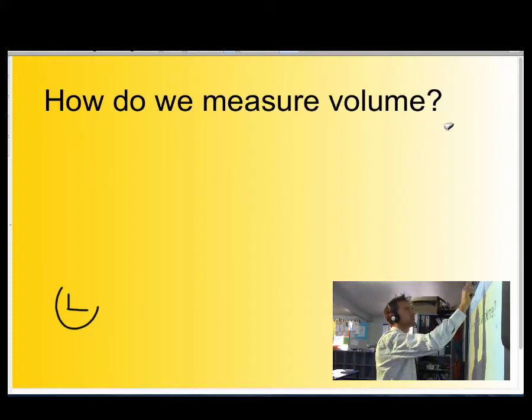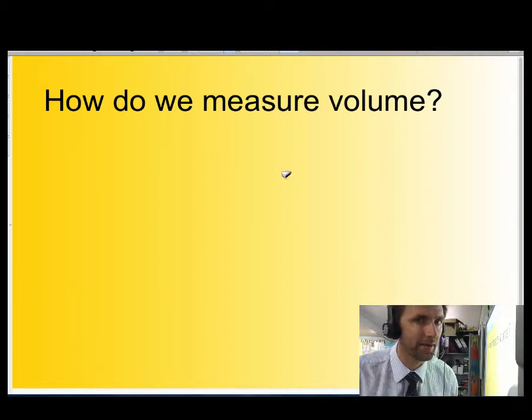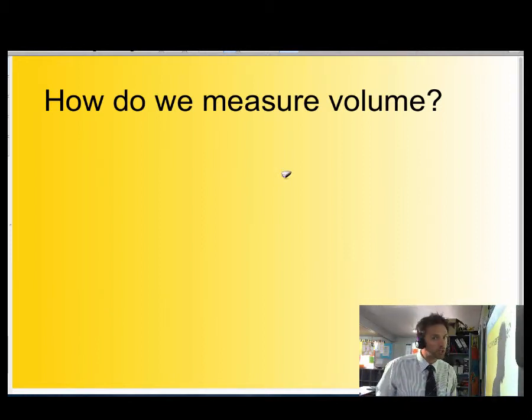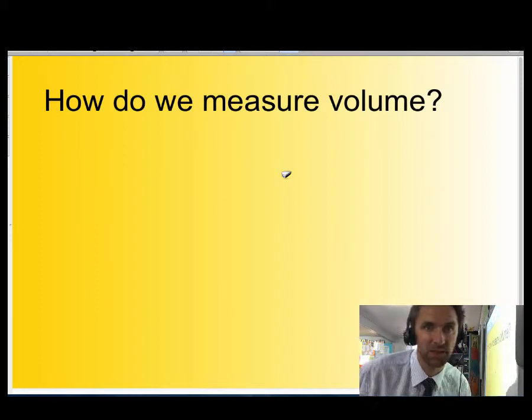But with volume, guys, it's a bit like area, but it's different. You've got a whole other dimension added. You've got space added. It's not just a flat surface anymore. It's a real object, something that you can feel.